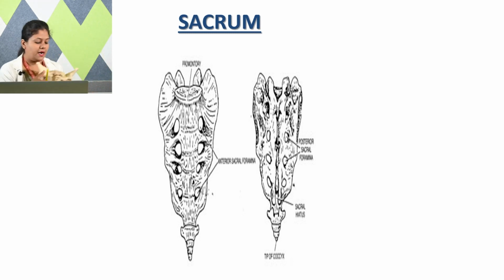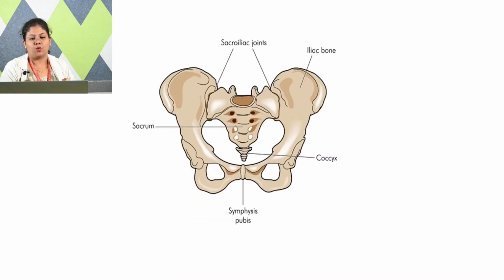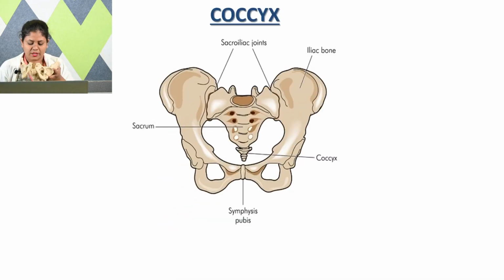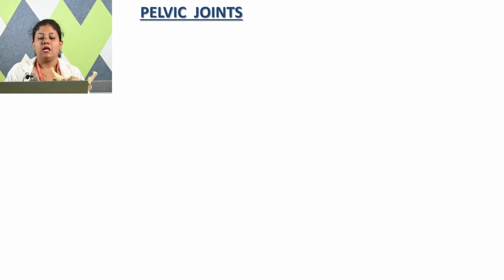Now this is regarding the sacrum. As I have explained previously, the sacrum is 5 fused bones. Next, over here we can see the coccyx. The coccyx is 4 fused bones, and it is movable only at the time of the third stage of labor; otherwise it is not a movable joint. So this was regarding the bones of the pelvis.